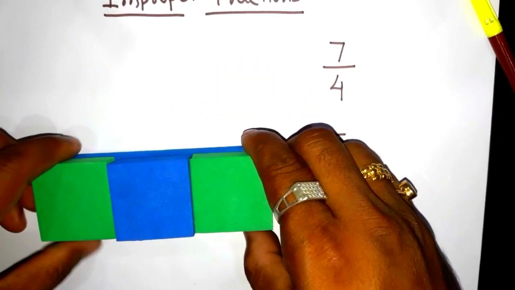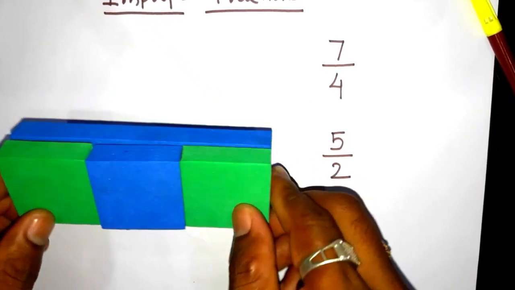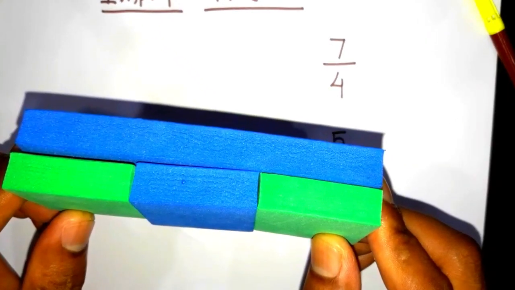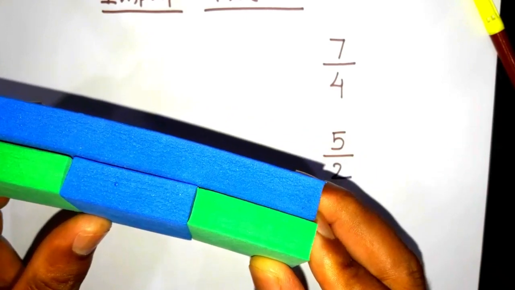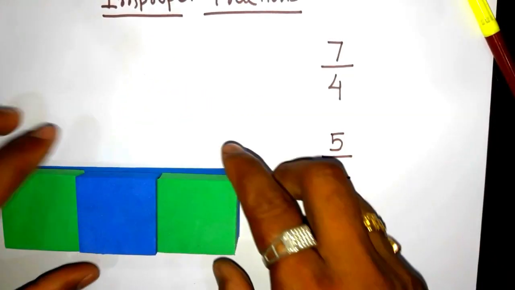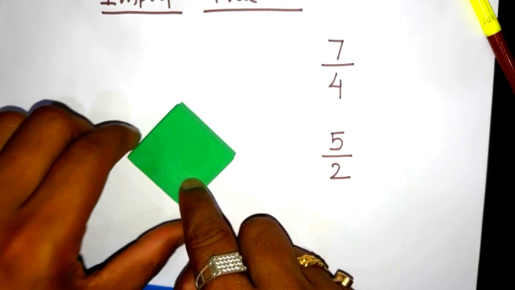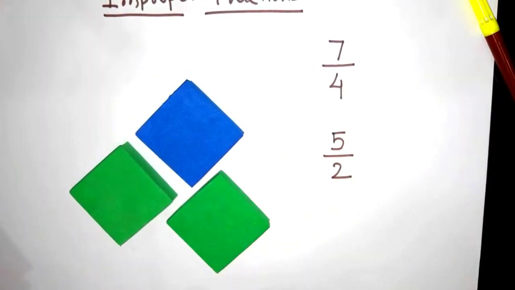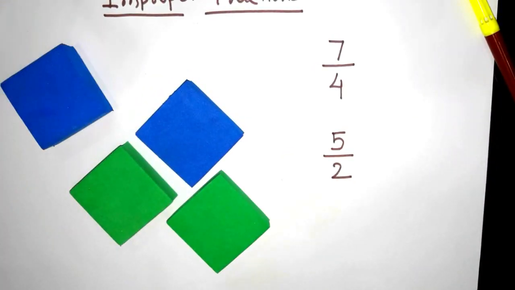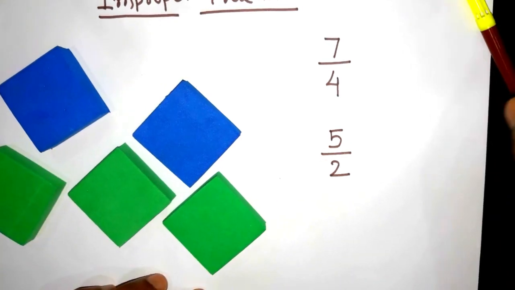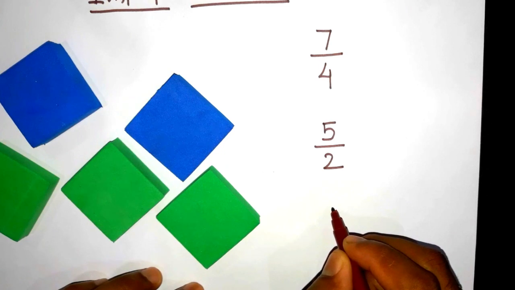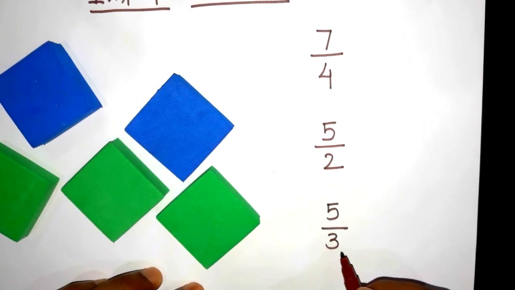Now you can see here we have divided the one rectangular sheet into 3 equal parts, and each one equal part can be considered like 1/3. So this is 1/3, this is 2/3, this is 3/3, this is 4/3, this is 5/3. In this way you can write this: it is 5/3.